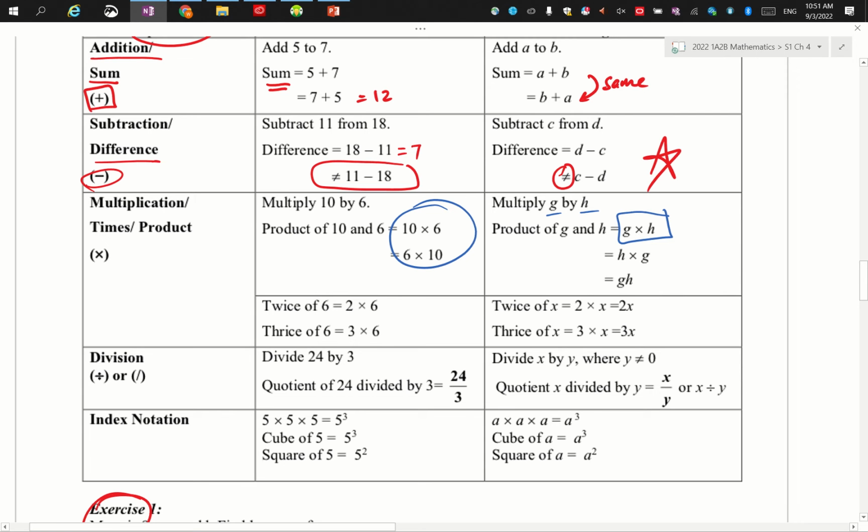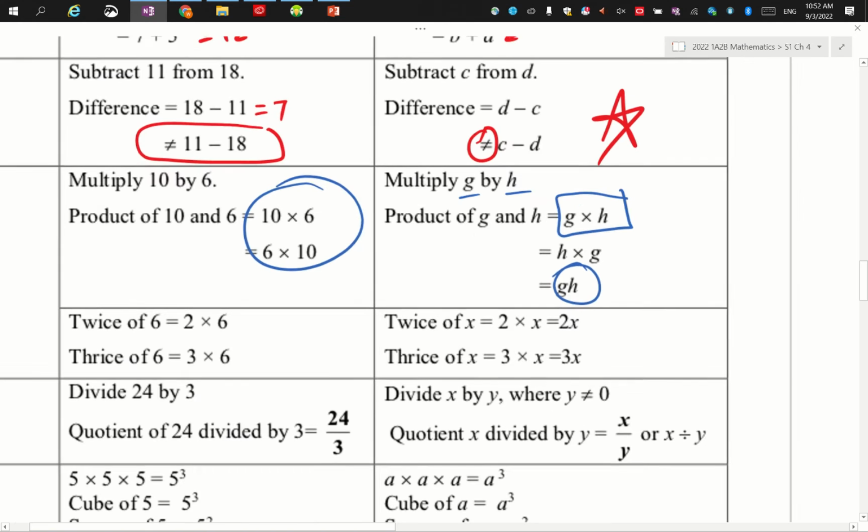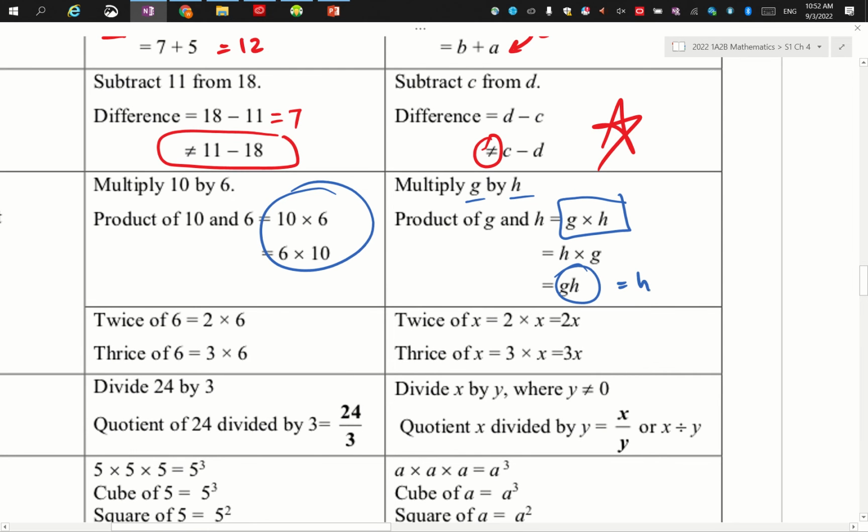However, we have something even better. We don't even need to put a multiplication sign in algebra when you do multiplication. You simply write GH. It is understood that it means G times H. Now it can also be written as HG. This is the same thing, whichever you multiply first.